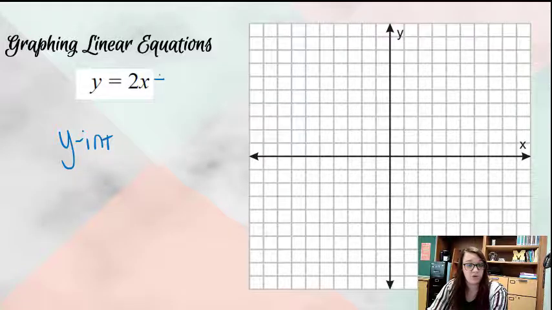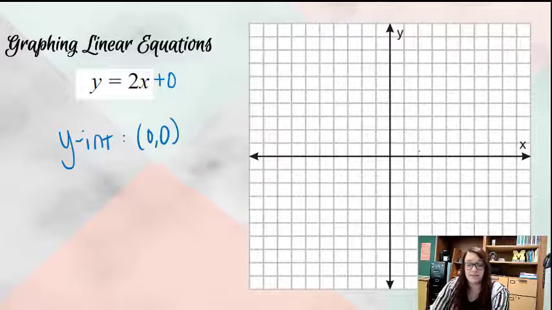If you said 0, you're on the right track. There is an invisible plus 0 on this. So my y-intercept is at 0. So at (0, 0) there's where that y-intercept is. And then my slope is right here. It's the 2. So my m is 2.